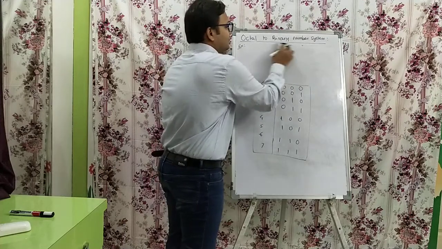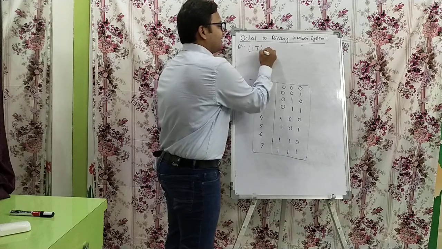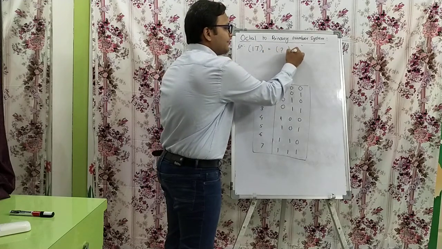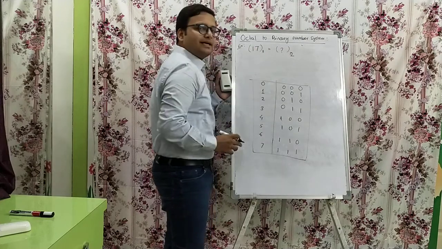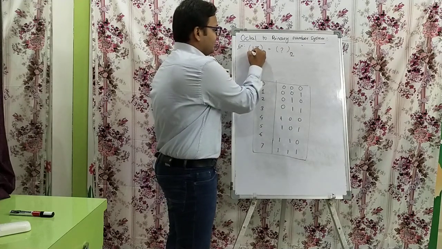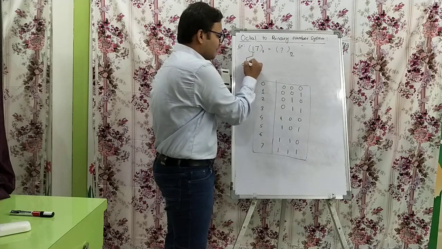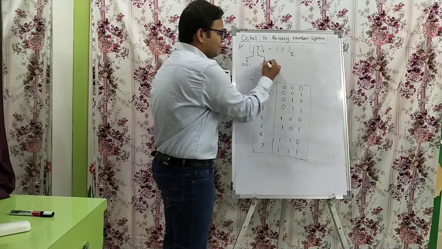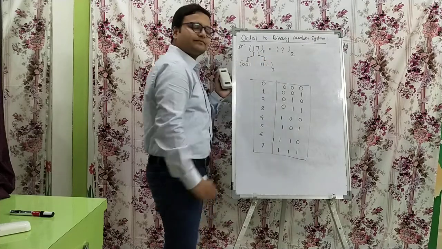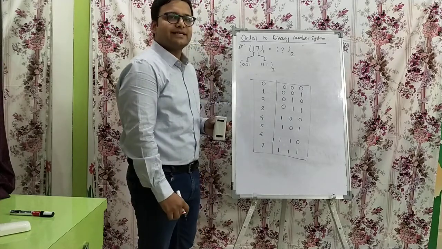Next, another example: 17 octal to binary. Again, you have to see the equivalent octal to binary. 1 is 0, 0, 1, 3 digits of binary. Then 7 is 1, 1, 1. So this is the binary equivalent of 17 base 8.